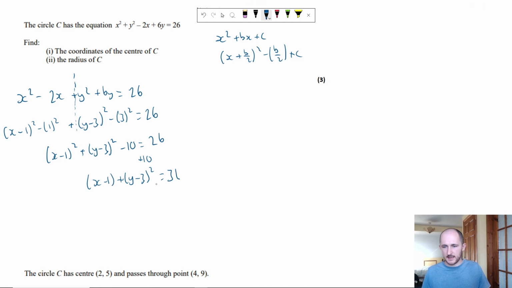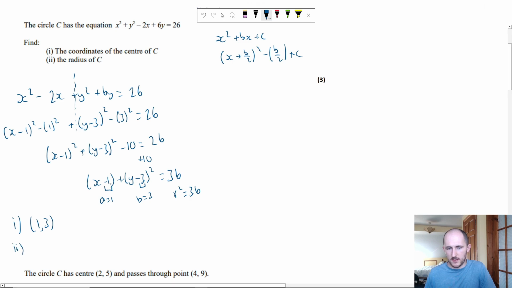Equals 36. And just so we're clear, A in this case is 1, B is equal to 3, and R squared is equal to 36. So if we look at what they're asking me, it says the center of the circle. The center of the circle is at (1, 3). And for part 2, the radius of the circle is just the square root of 36, which of course is 6.